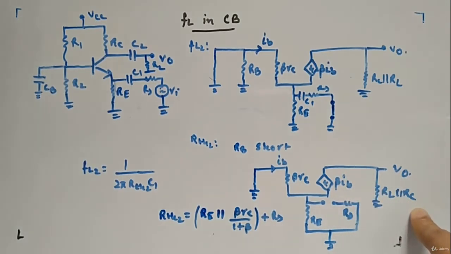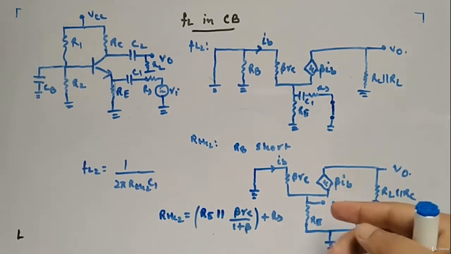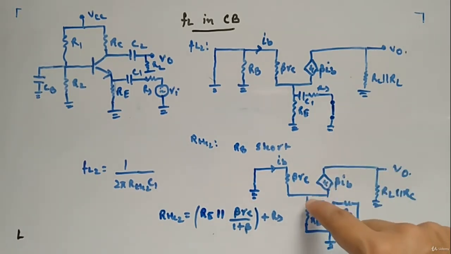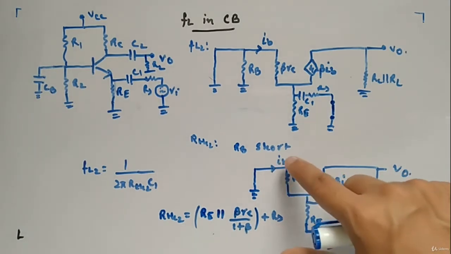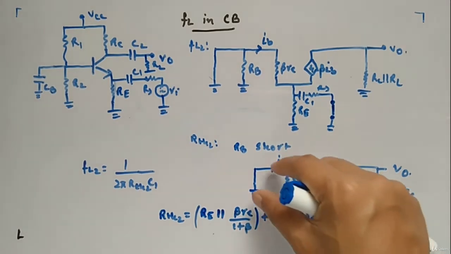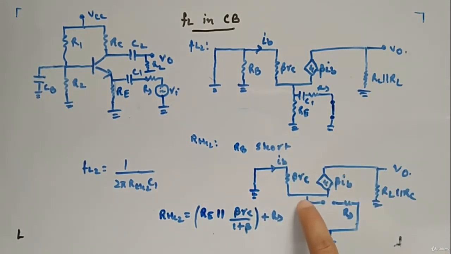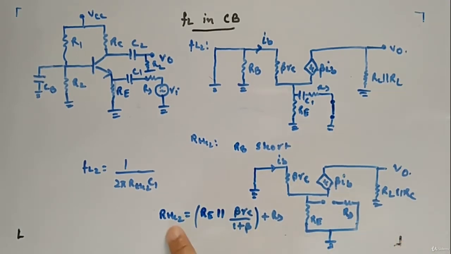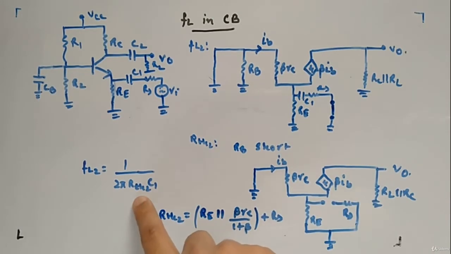Everything is the same. Now the current in this branch is 1 plus beta IB, and the current in this branch is beta RE. So beta RE is divided by 1 plus beta, so that these two become parallel, between this point and ground. They both become parallel: RE parallel beta RE divided by 1 plus beta, and they are in series with RS. That will be RTH2. If you plug in RTH2 and C1 value, you'll get FL2.